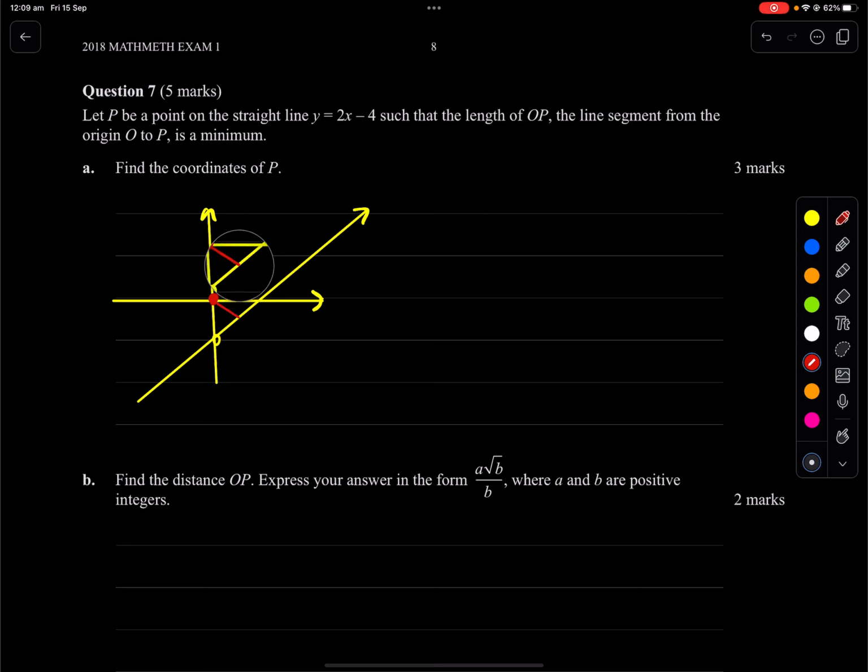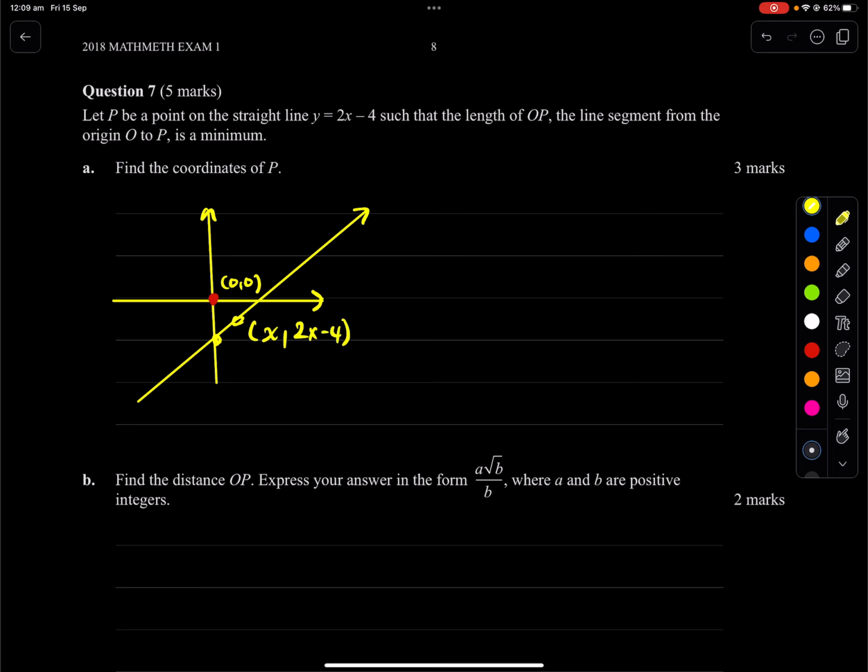When does it shorten? Aha! When it's perpendicular over here, it's the least, whereas if it goes more and more, it becomes longer and longer. So it really hits at this point, which is the perpendicular. But we don't even bother with that. Let's just say we know this point here is 0 and 0. And this point over here, let's call it x, 2x minus 4. Some value of x, we don't know.